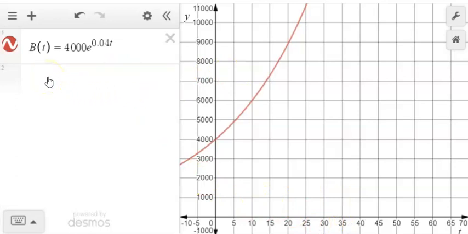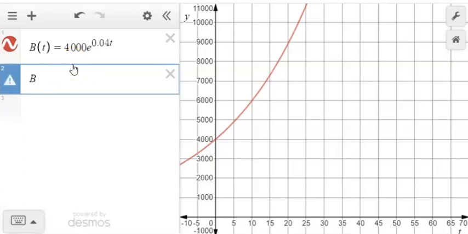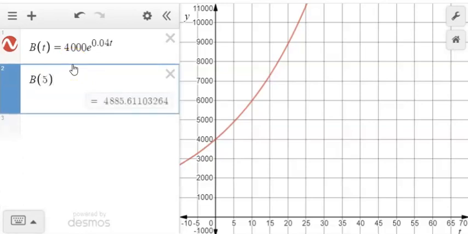Question 2A says, what is B of 5? A quick way to find it is just to type B of 5, and it will give you the output. So this is telling us 5 is our years, and our output is our money. So the balance in the account will be $4,885.61. So you would want to round that off.